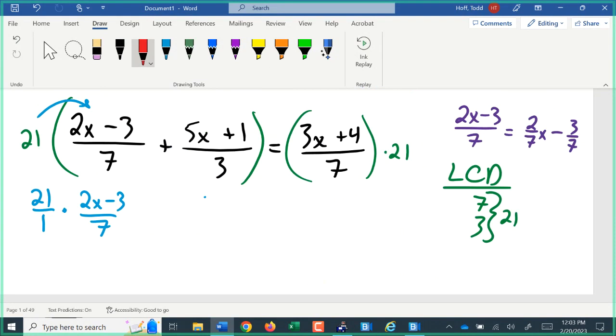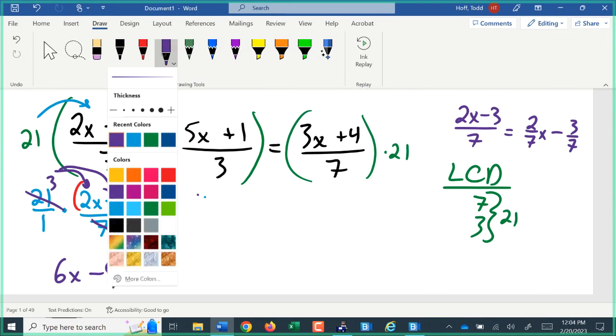Now, one thing to remember here is this fraction bar is an enclosing symbol. Think of it as having parentheses around the top and the bottom if there's multiple digits. Well, the bottom is just a 7, so we don't need parentheses there. But we do need the parentheses around the 2x minus 3. Now, I would cross cancel. We have 21 and 7 both divide by 7 to give us 1 and 3. And then we distribute the 3. 3 times 2x is 6x. 3 times negative 3 is negative 9.